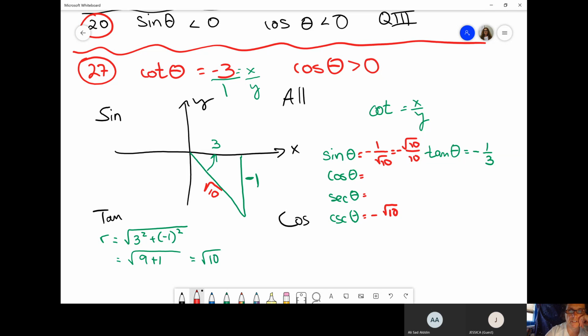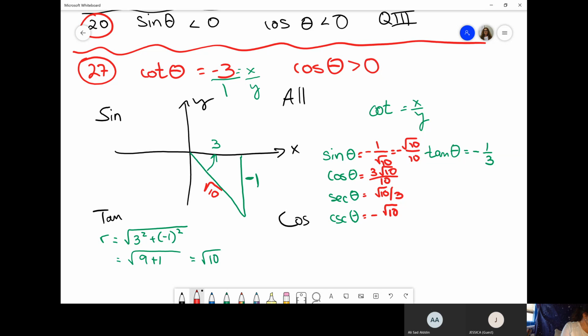What is the cosine? 3 times the square root of 10 over 10. And the secant would be the square root of 10 over 3. So this is important: you always have to know which quadrant you are located in.